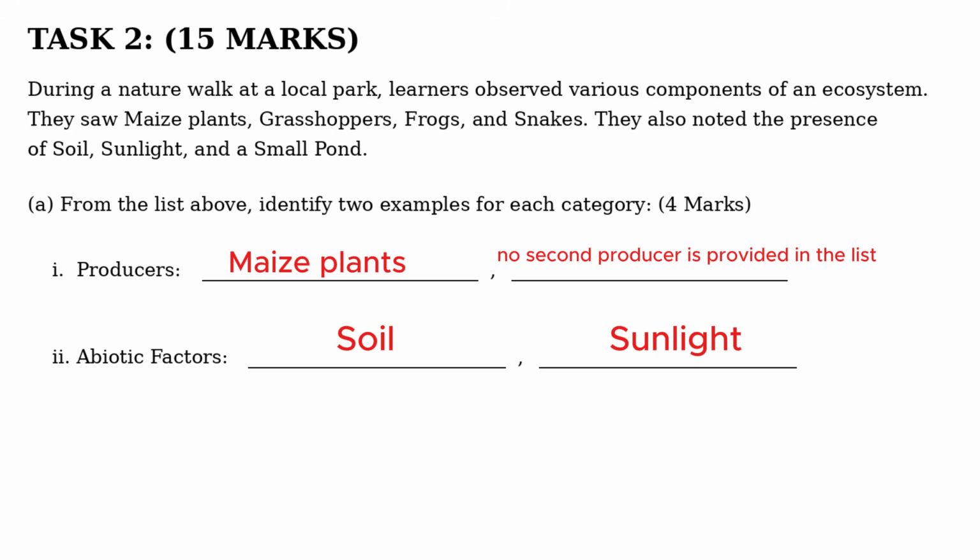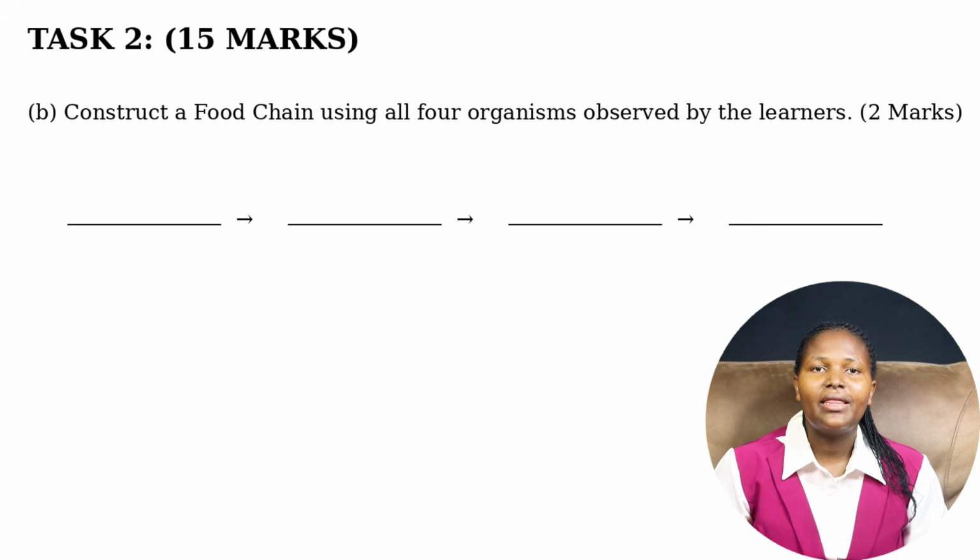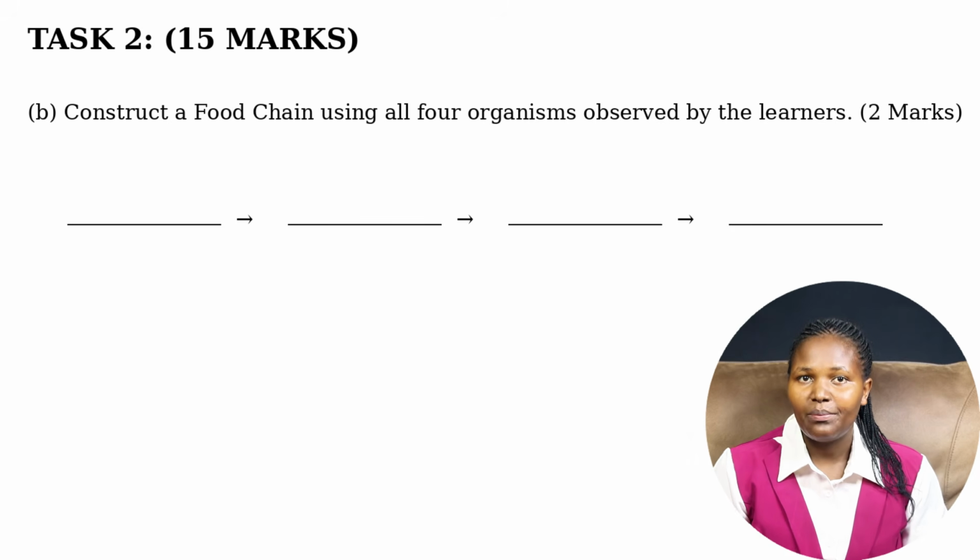And soil. So those are the correct options for that, option 2. And then let us go to B. B says, construct a food chain using all the 4 organisms observed by the learner. Now, here you are supposed to have a box, and you are supposed to start with a maize plant. Why? Because it is the producer.